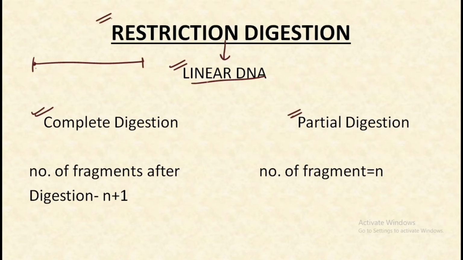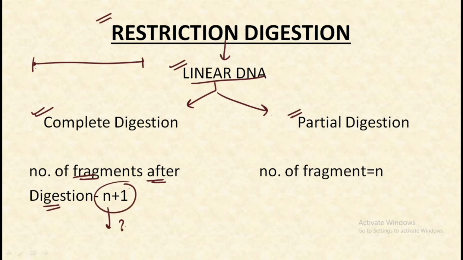So the first one was in the linear case, we have either the complete or the partial digestion. Complete digestion means that the number of fragments created after the digestion would be n plus 1. And what is n? So n is the number of linear DNA that we have created.